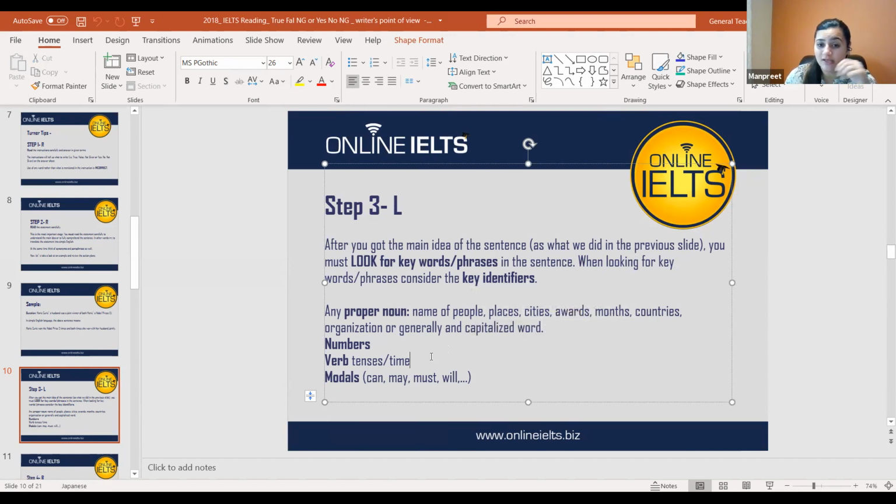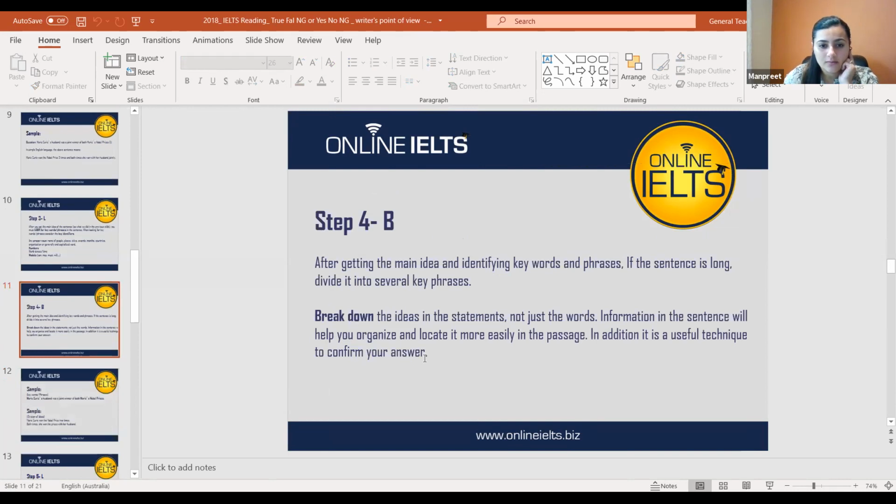So these are the keywords that you have to find, that you have to take from the sentence and look for the same keywords in the passage. So same keywords, it can be synonyms as well. So it's not important that you will find the same keyword in the passage. It might be a synonym of it. Okay, so let's look at the example after this.